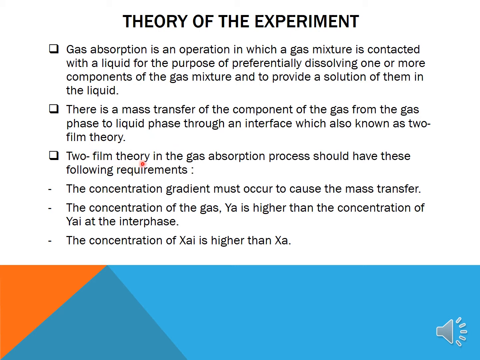Two-film theory in the gas absorption process should have the following requirements. First, the concentration gradient must occur to cause the mass transfer. Second, the concentration of the gas YA is higher than the concentration of the gas at YAI at the interface. The concentration of XAI is higher than XA.